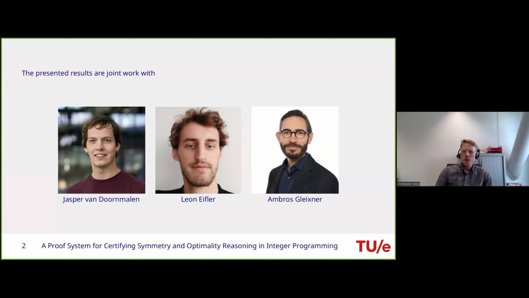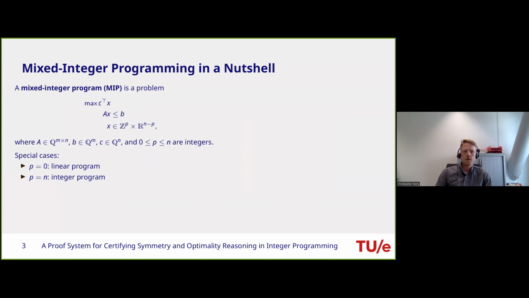But before we actually jump right into the topic of this presentation, namely the proof logging, I first want to introduce the concept of mixed integer programming very, very briefly to make sure that everyone is on the same page. And in the following, when I refer to a mixed integer program, I'm always assuming that I have given a matrix A and two vectors b and c, such that I consider a system of linear inequalities encoded in this matrix-vector inequality Ax ≤ b.